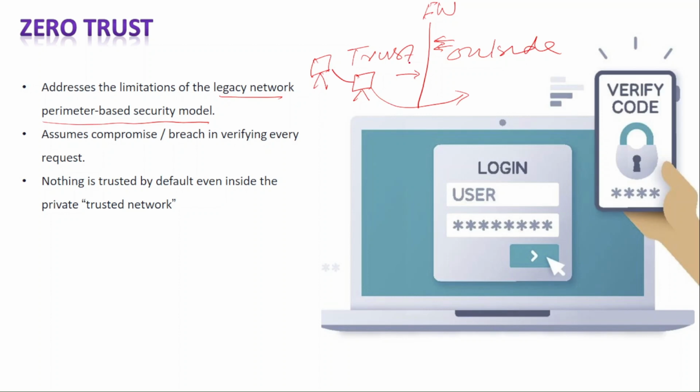So the zero trust model removes this limitation of the traditional perimeter based network model. It assumes compromise or breach and verifies every request. So every request is verified even from inside the trusted network. Nothing is trusted by default, even inside the private trusted network.